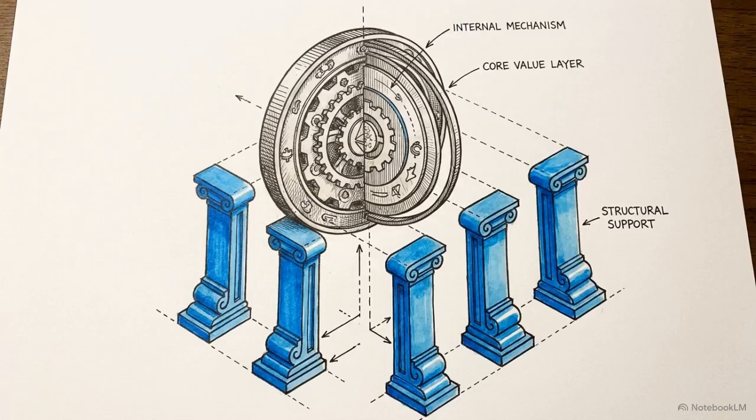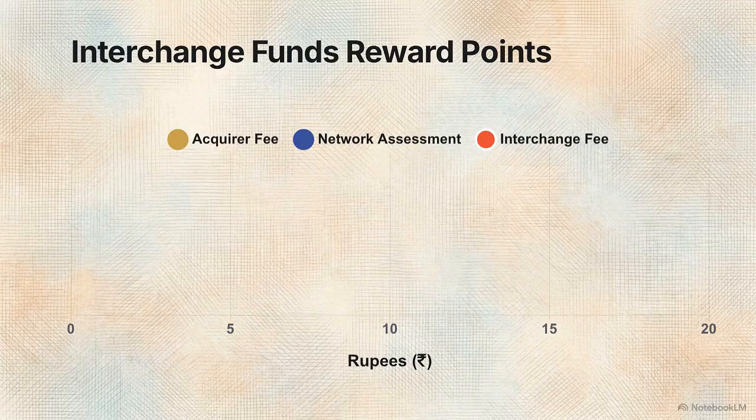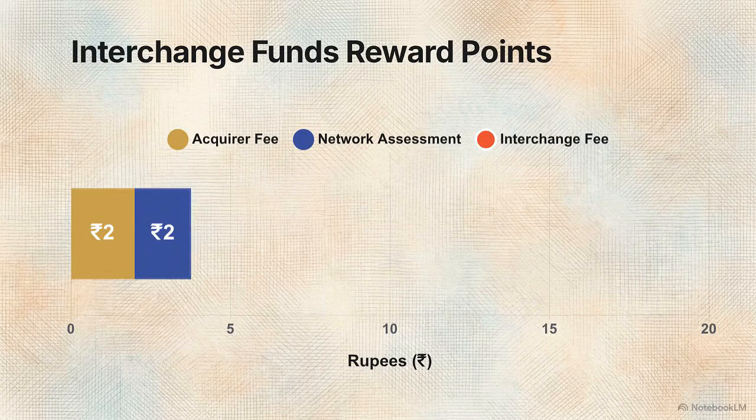That 20 rupee gap is the structural fee that pays for the existence of the entire 5-party global architecture. The industry term for this missing 20 rupees is the merchant discount rate, or MDR. The MDR is split into 3 highly specific slices among the system operators. The acquiring bank takes the smallest cut, about 1 to 3 rupees, to cover the cost of the physical terminal and basic processing. The payment network takes an assessment fee of 2 to 3 rupees for their routing infrastructure.